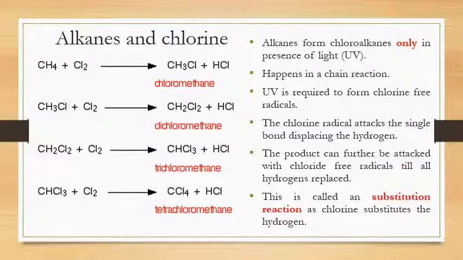Okay, and the mechanism isn't important. But basically, the product can be attacked further by these things called free radicals until all the hydrogens are replaced. And because they're replaced, they're being substituted. So these reactions are called substitution reactions. In this particular example, chlorine substitutes for hydrogen. Other examples, bromine can substitute for hydrogen. And it makes a clear and colorless solution at the end. So essentially, this is the example for chlorine, but the associated bromine reaction can happen.